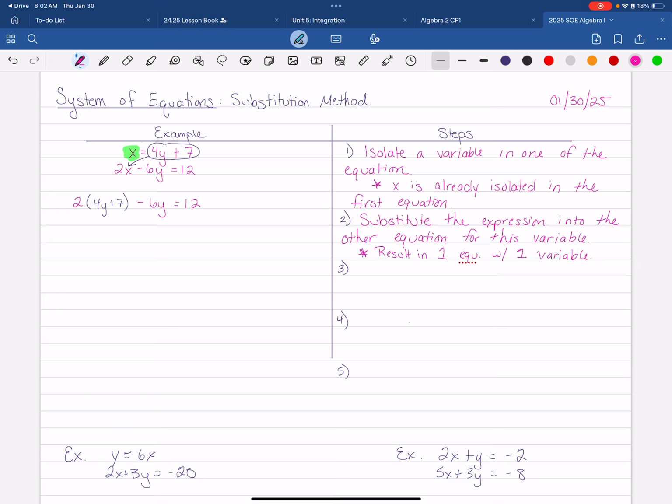All right, now we're going to go ahead and solve. So our next step is to solve the equation. So I'm going to do my distributive property. I get 8y plus 14 subtract 6y equals 12. Since these are on the same side, I combine my like terms. I have 2y plus 14 equals 12. I subtract 14 from both sides.